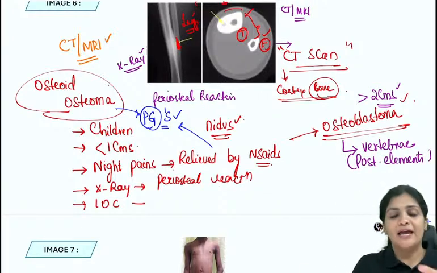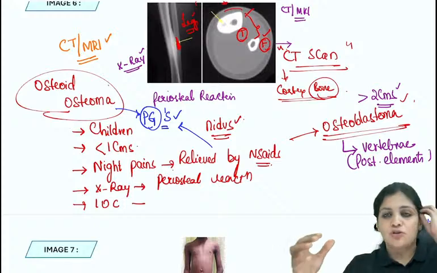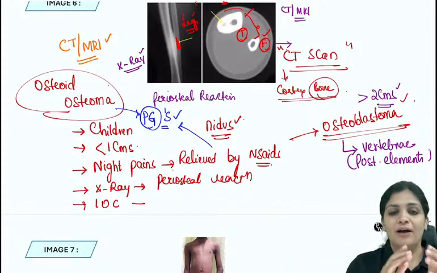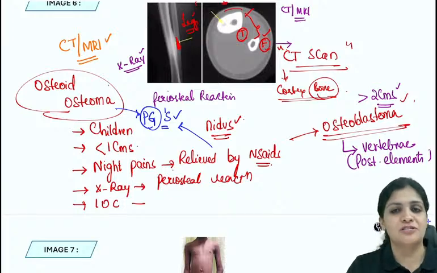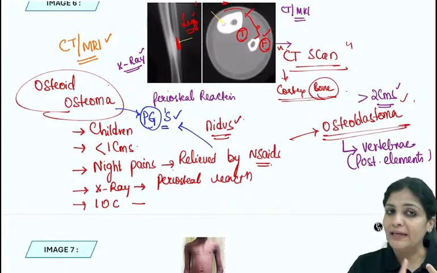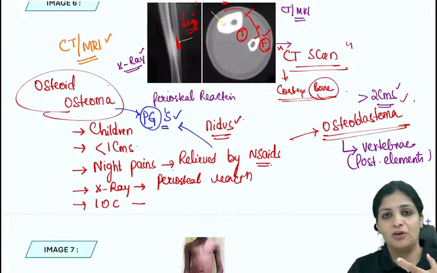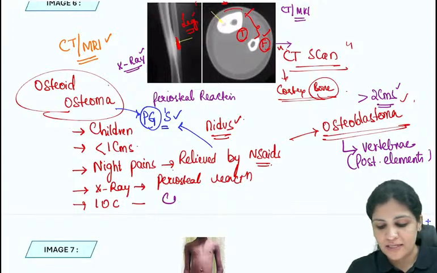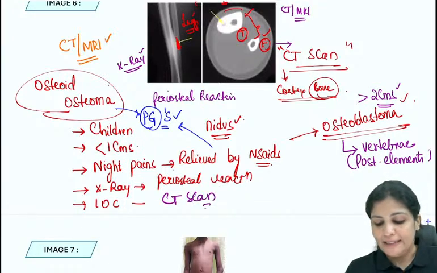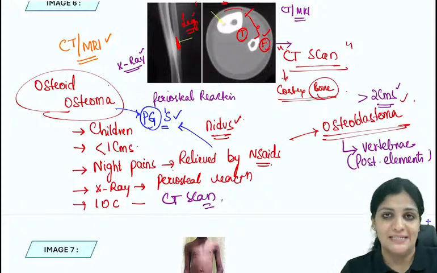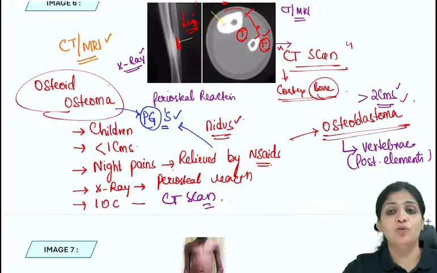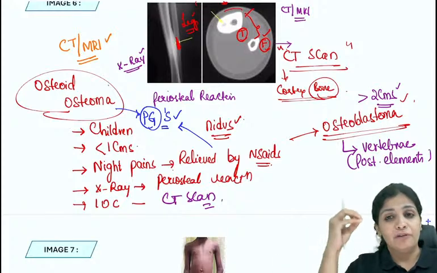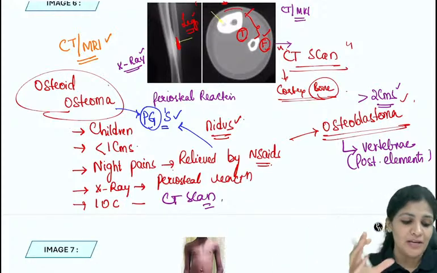So there are certain peculiarities of each tumor, right? For example, if somebody has to say this is osteoid osteoma, the nidus has to be present on the CT scan, and the X-ray shows the periosteal reaction. The investigation of choice will be CT scan, because, as I told you in the starting class, bone is usually seen on CT scan. For soft tissues like ligaments and tendons, we go for MRI. Whenever you want to read about the bones, you go for CT scan.